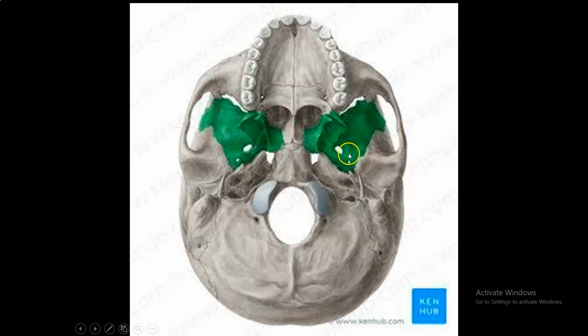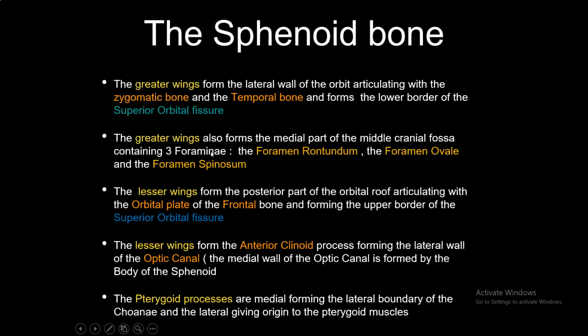This is a view from below. You don't see the foramen rotundum here because it's present medially. You see the foramen ovale and foramen spinosum. You see the pterygoids, the medial pterygoid process and the lateral pterygoid process. And this part of the end of the medial pterygoid is called the pterygoid hamulus. And you see that it is articulating laterally with the temporal bone and the zygomatic bone, as we'll see.